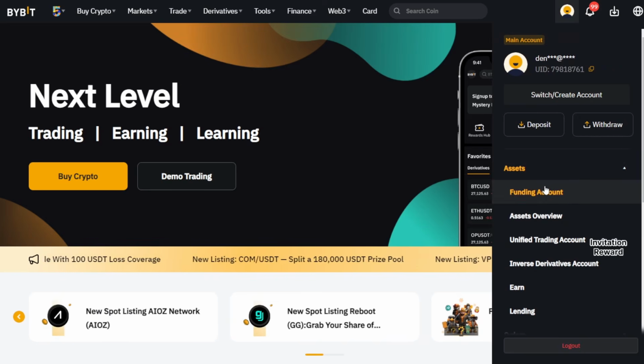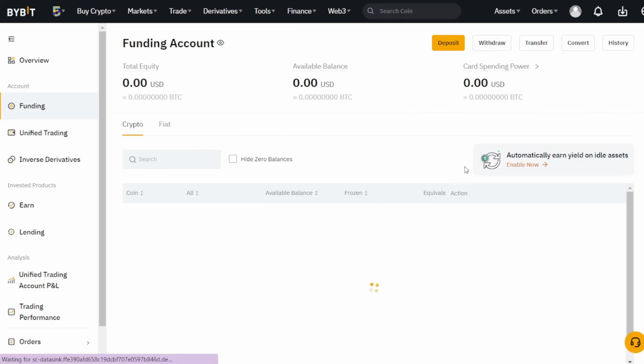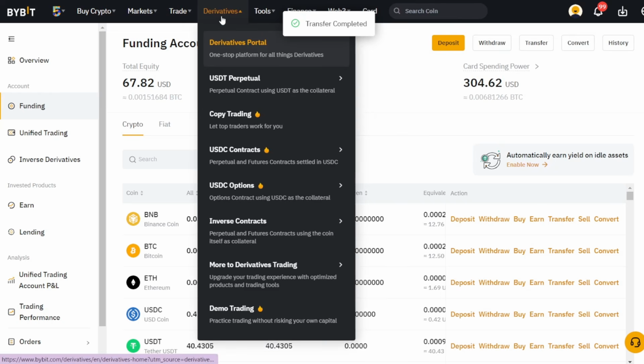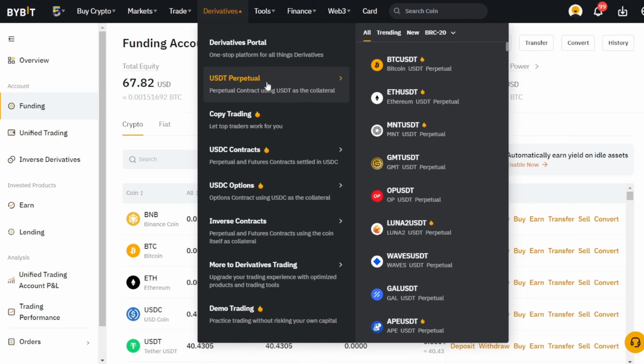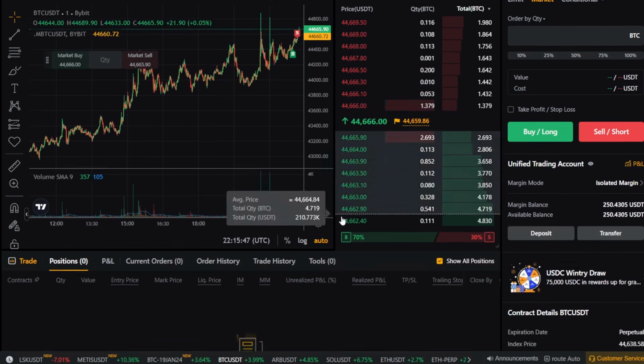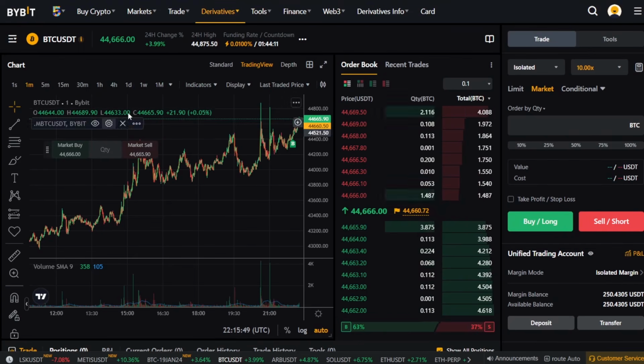Open your account, and if you have some crypto on your funding wallet, you have to transfer it to the unified trade. You can actually use USDT or any other stable crypto. If you use USDT, go to USD Perpetual. Okay, now you have the workspace. This looks pretty cool. That's very similar to the classic trading. But trading on the futures, you can earn a lot more money.